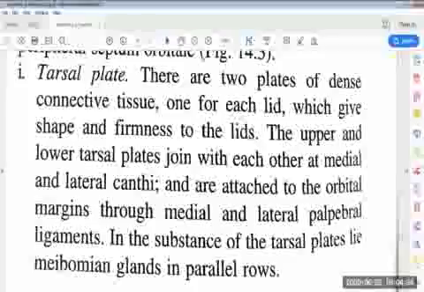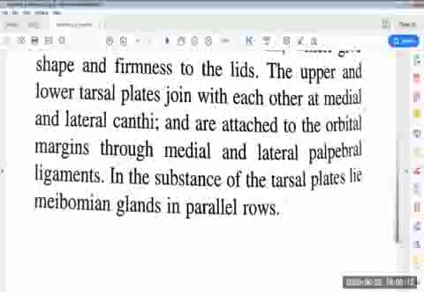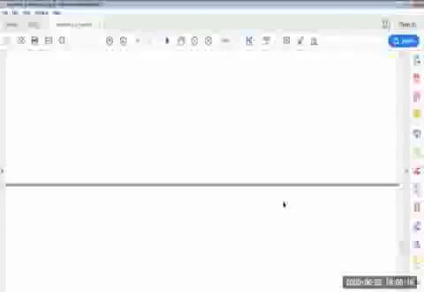These two plates will join at the two canthi and are attached to the orbital margins through medial and lateral palpebral ligaments. In the substance of the tarsal plates lie the meibomian glands in parallel rows. Therefore, the meibomian glands are called the tarsal glands because they are present in the tarsal plates.